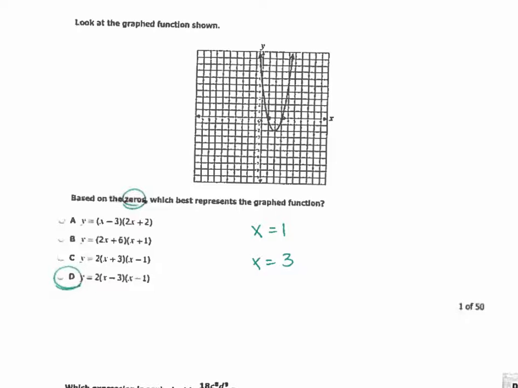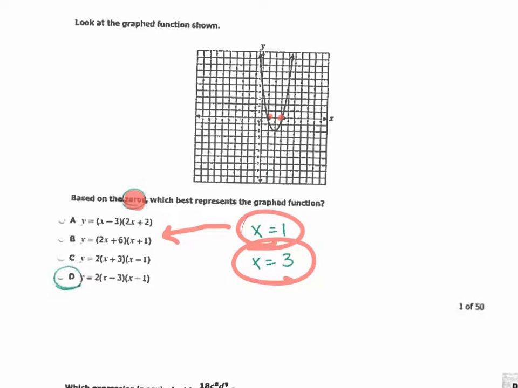Notice I circled the word zeros. Zeros mean the exact same thing as what? They mean the exact same thing as x-intercepts. So if I look on this parabola, where are my x-intercepts? They're here and they're here. Notice I said x equals 1 and x equals 3. But notice my answers are in parentheses.